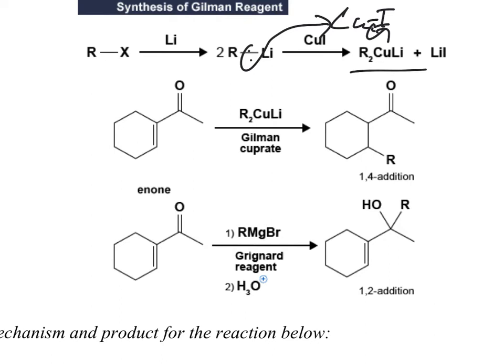Where does the Grignard go? The Grignard goes to the carbon of the carbonyl group, right? It adds in right there. Boom. Where did the Gilman reagent end up? It ended up down here, right? That's a 1,4 addition versus a 1,2 addition. So that's the difference. If you want to add something to this position, this 4 position or beta position, right?